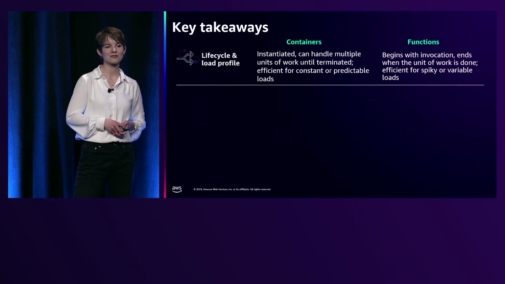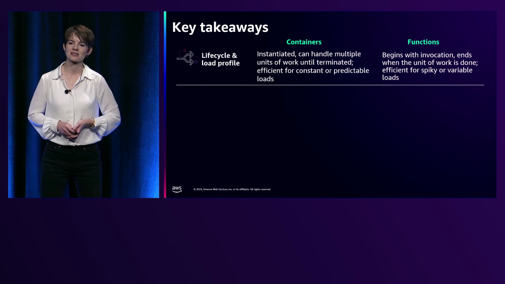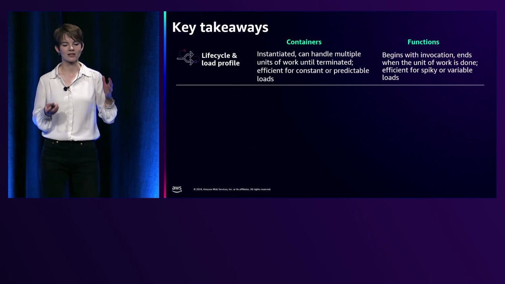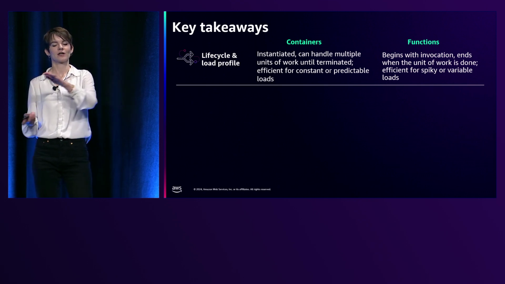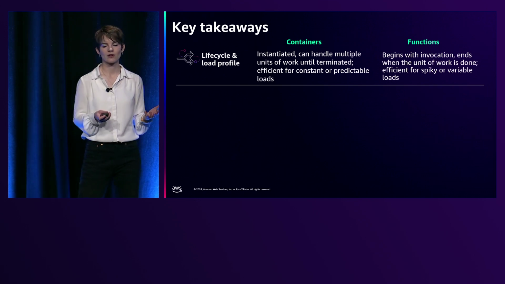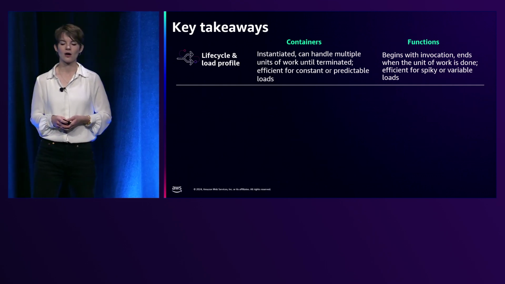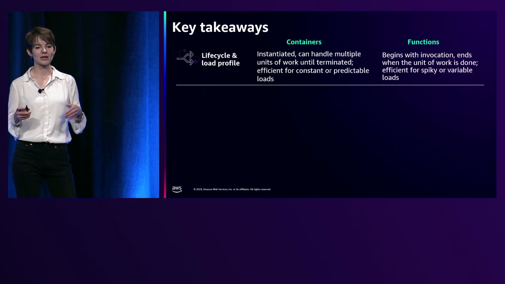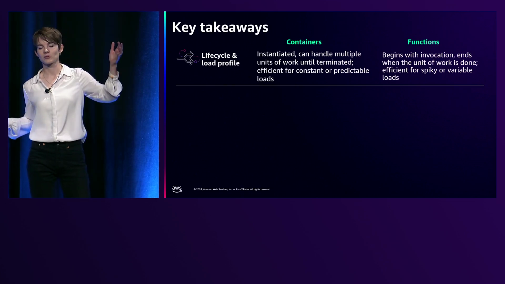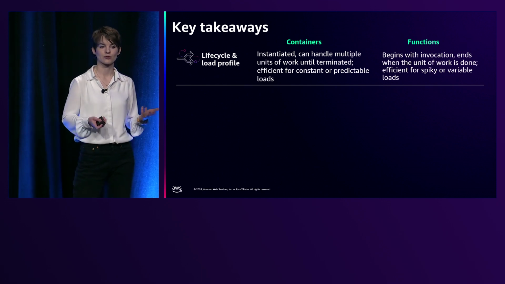So thinking about the key differences between containers and serverless functions. The first characteristic to think about is the lifecycle and load profile. Containers are instantiated, they're always running and can handle multiple units of work until terminated. This is a great fit for your more constant or predictable workloads that have a very steady volume of usage. Whereas Lambda functions begin with invocations, they're only running when there's a request there to process, scale up tremendously and scale down to zero, which is fantastic for spiky and variable use cases.